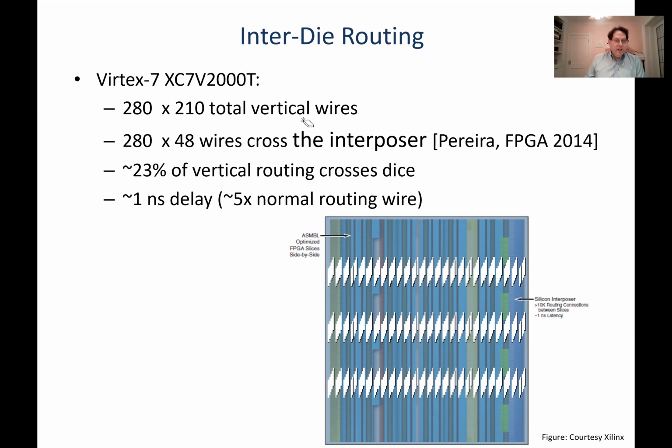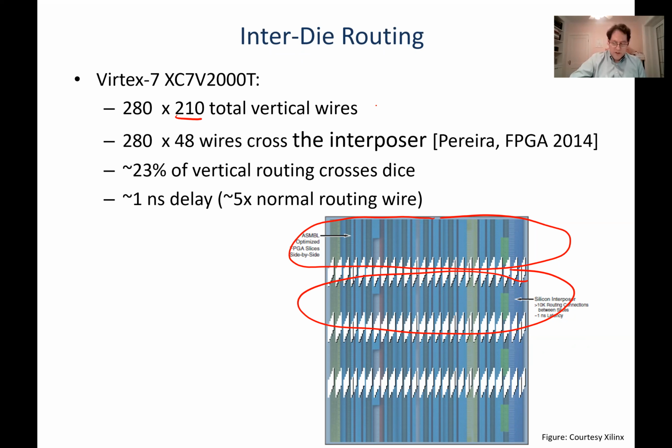Okay, so it sounds pretty good. Let's look at Virtex 7 and how much wiring they can get across these interposers. This is a chip that's made out of, maybe I'll draw this differently, 4 pieces of silicon. That's the first one, that's the second one, and so on. They have 280 columns of routing channels. So across this chip, there are 280 routing channels vertically. And normally those routing channels have 210 wires in them.